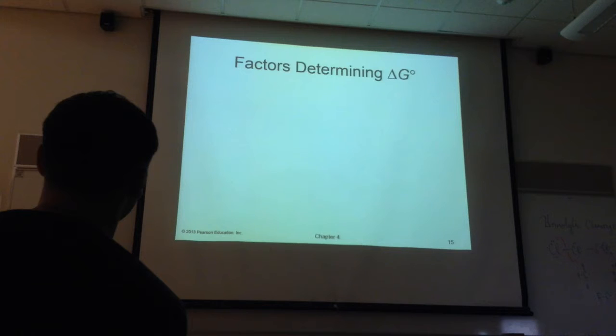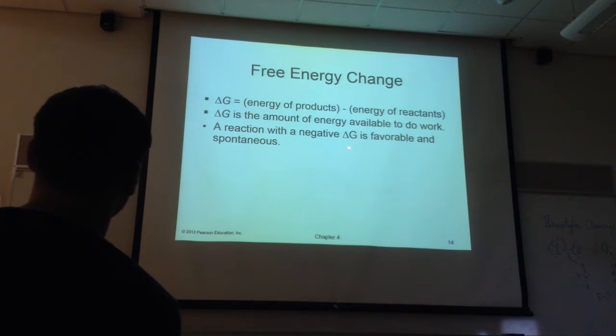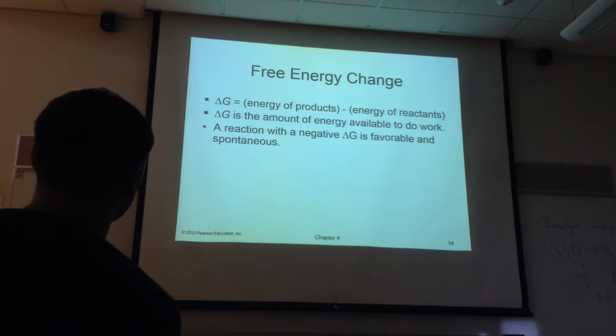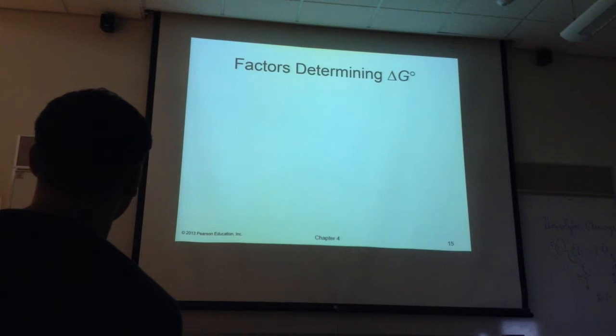So the opposite of that: if the delta G is positive, then it's non-spontaneous and not favorable, and we don't spend time with it. We really don't study reactions like that. That's the case of the iodine. It's not favorable.